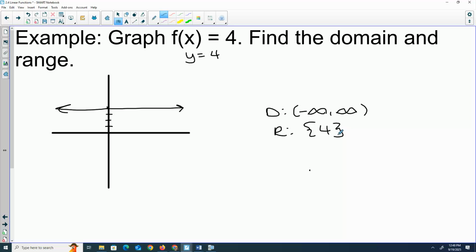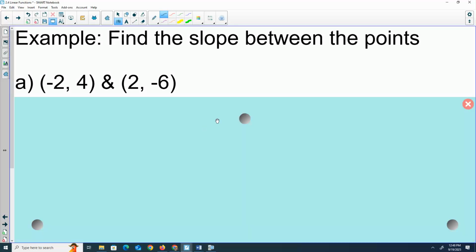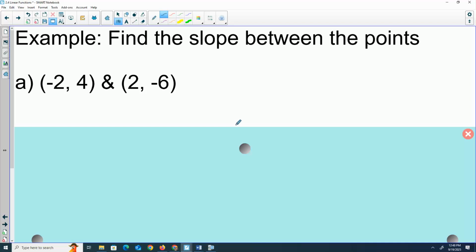Okay. Do we need more practice with graphing lines, getting domains and ranges? No? You guys are okay with that? All right. Let's review. If I give you 2 points, how do we find the slope between them? So the biggest thing to remember here, this is the x of the first ordered pair, the y of the first ordered pair, x of the second ordered pair, y of the second ordered pair. And slope is change in y over change in x.